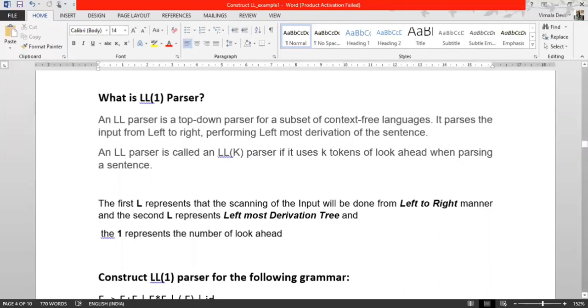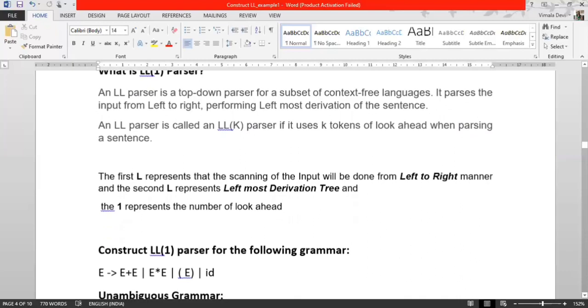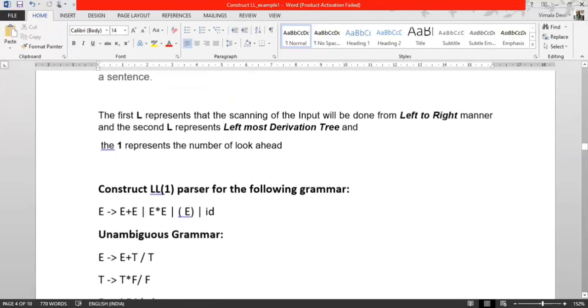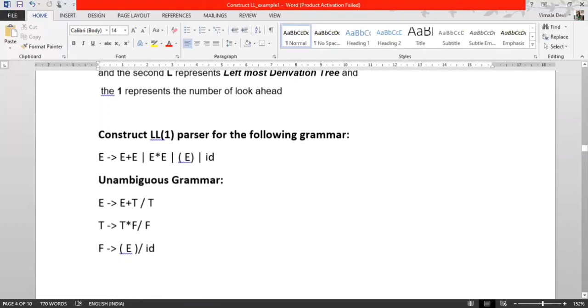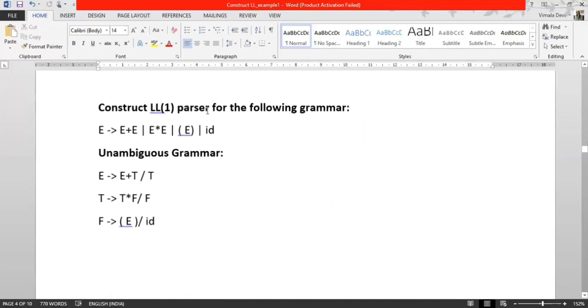Right. Today, we discuss the construction of the LL1 parser with an example. Here we have considered an expression grammar. This is the expression grammar. For a grammar to be parsed by a top-down parser, the grammar should not be ambiguous and the grammar should not be left recursive. If possible, the grammar can be left factored.